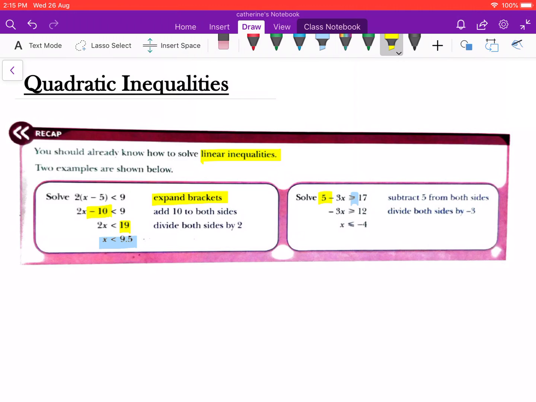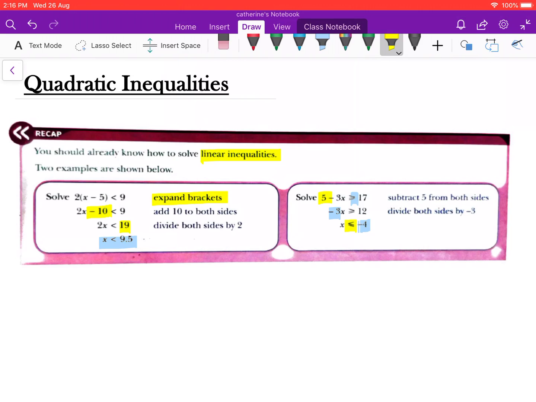Alright, it is very important that you remember the rule that when you multiply or divide both sides of an inequality by a negative number, the inequality sign must be reversed. So because you multiply the whole thing by negative, if you notice, the inequality sign is reversed, from more than or equal to, now becoming less than or equal to.